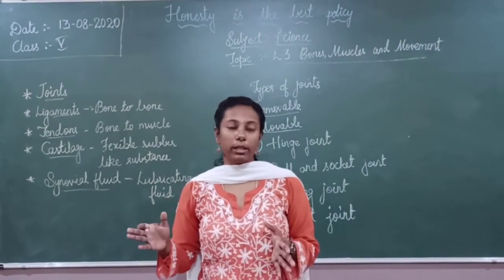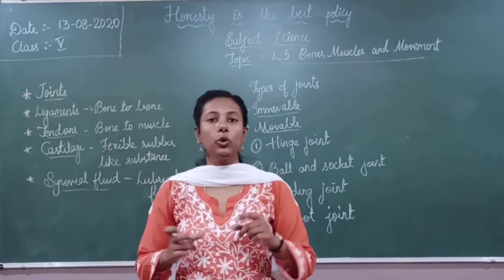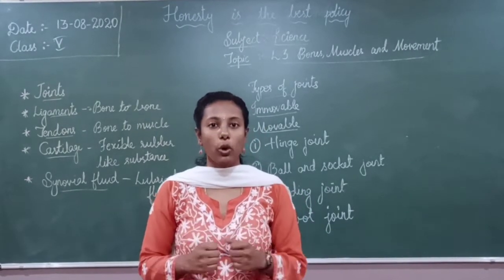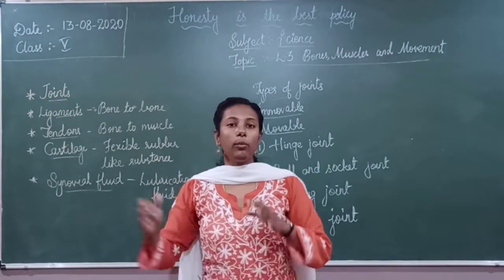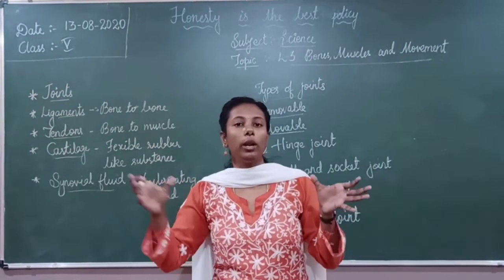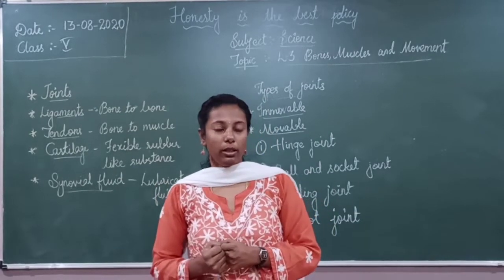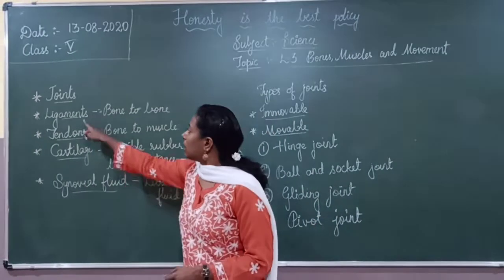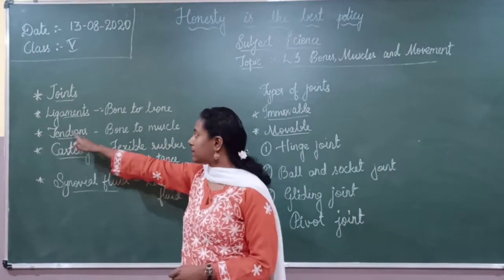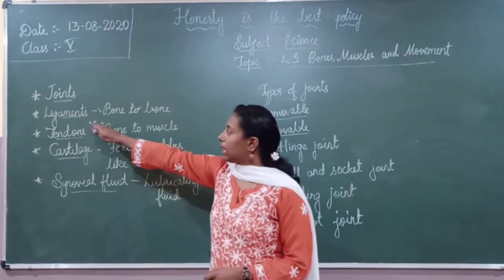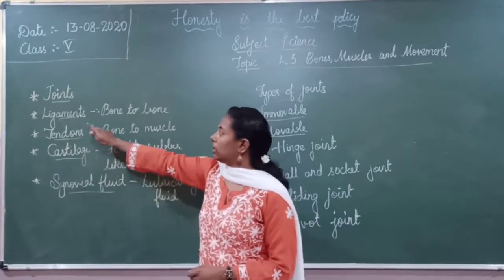A place where two bones meet or join, where one bone and another bone meet, is called a joint. Then we'll study the different types of joints next. Before that, let us understand a few terms here.